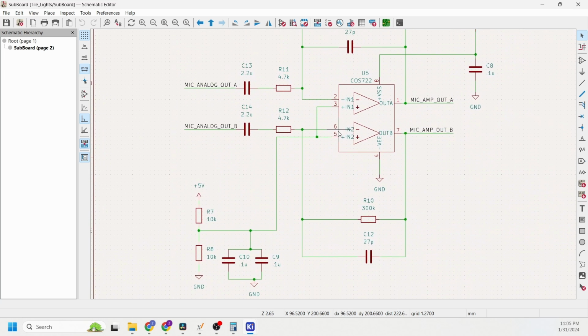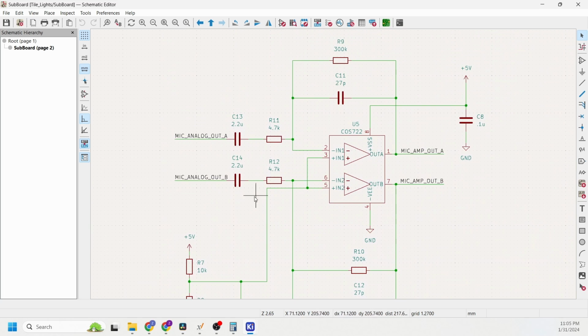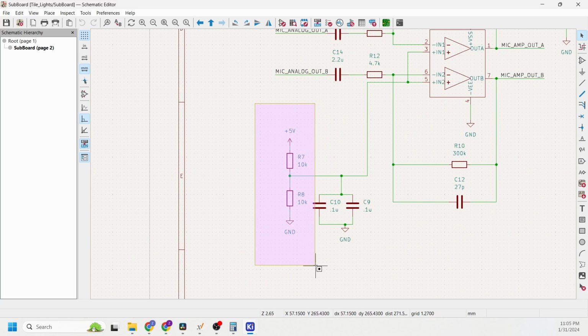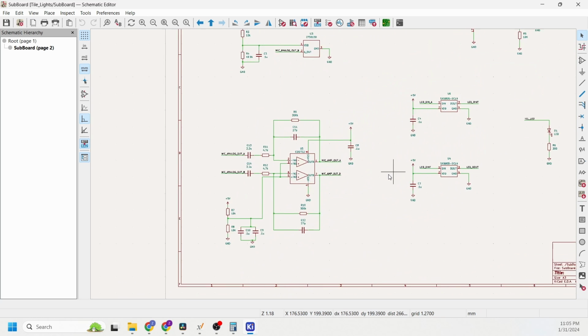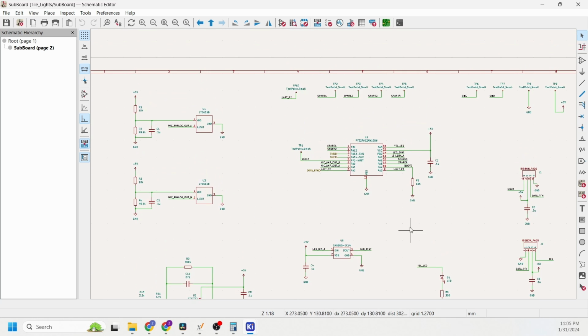Both sides of this are identically configured, both in inverting mode. I'm using another resistor divider to set the common mode voltage to half of the 5 volt rail. There's a simple debug LED over here, and finally the microprocessor.